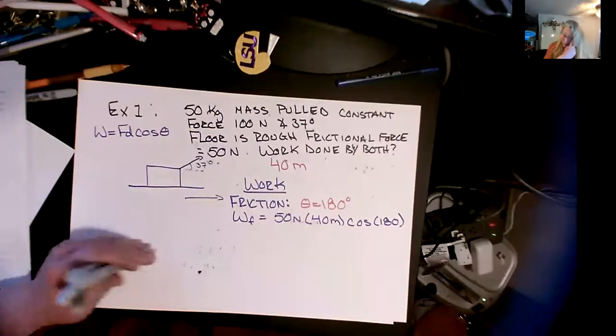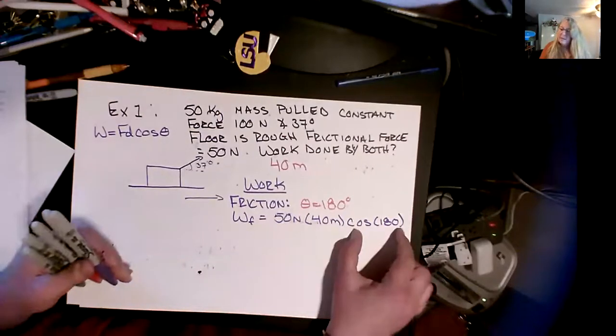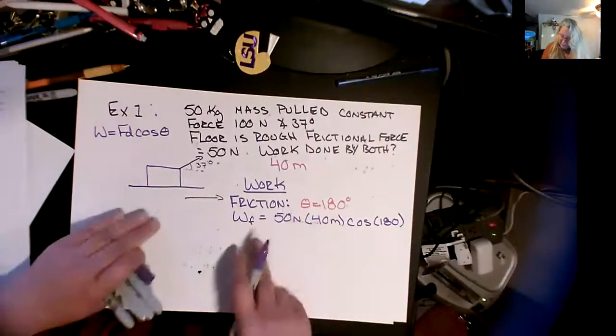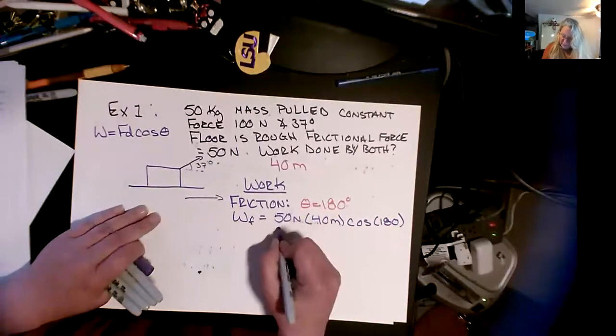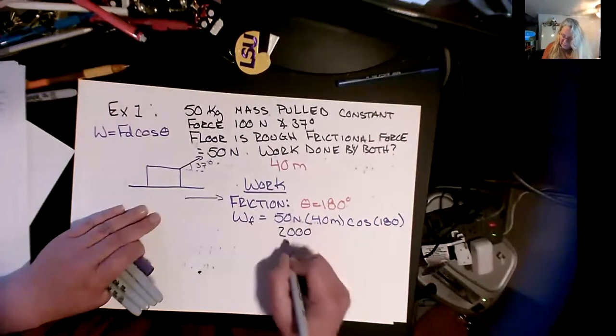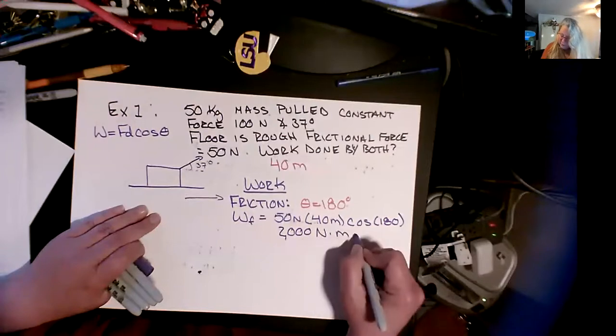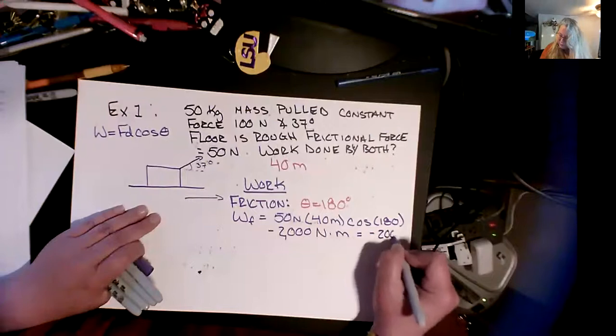Okay. So what this piece does is makes this sign negative. So I'm going to get this negative 2000 newton meters, otherwise known as negative 2000 joules.